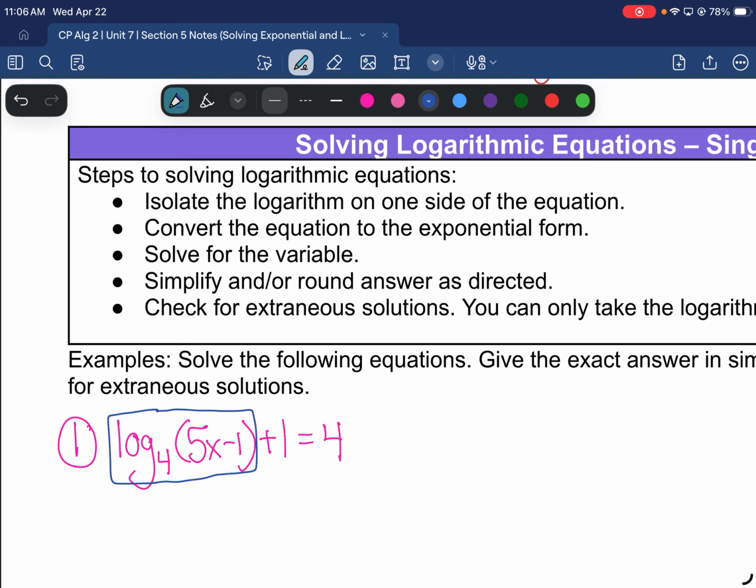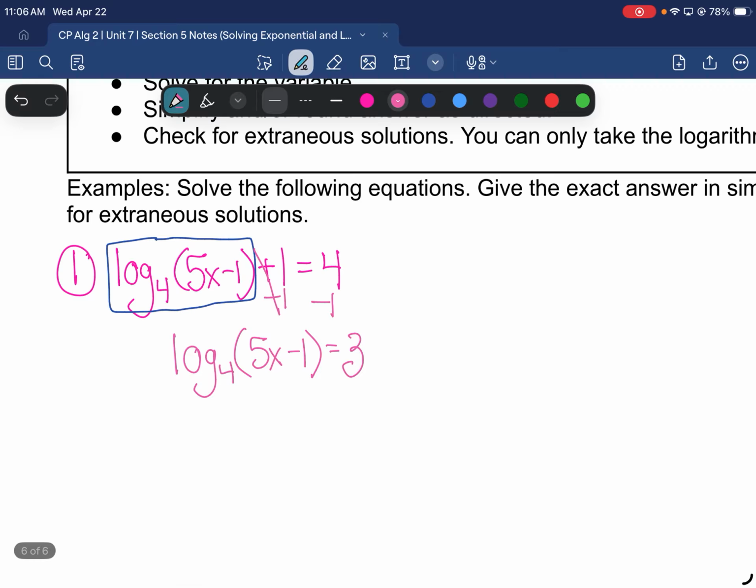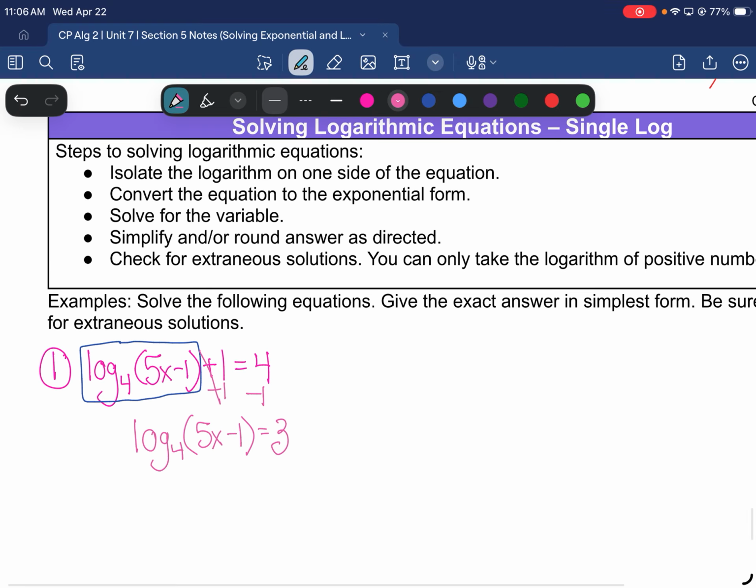So what was your first move? Subtract 1. Now it's equal to 3. Is the log by itself now? Yes. So step 2 was convert the equation to an exponential form.